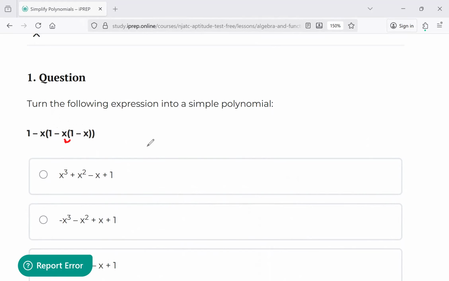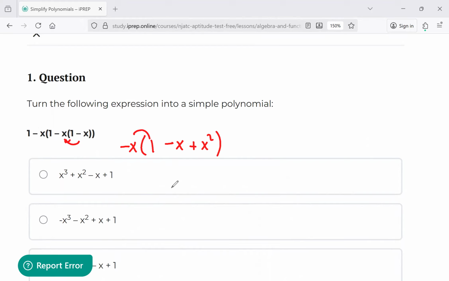Yeah, so I FOIL this out, so that's negative x. Negative times a negative is positive x squared. Negative x times a negative x is a positive x squared. And then you have this extra 1. Oh, did I multiply? I see. This is a negative x, that's why.